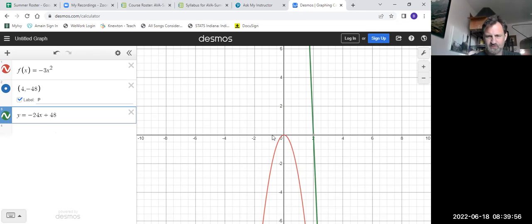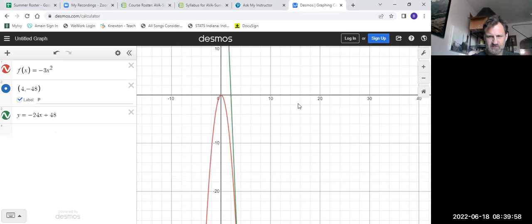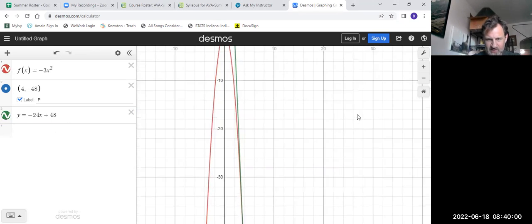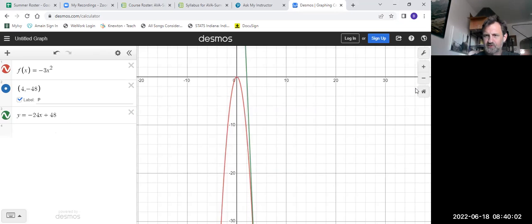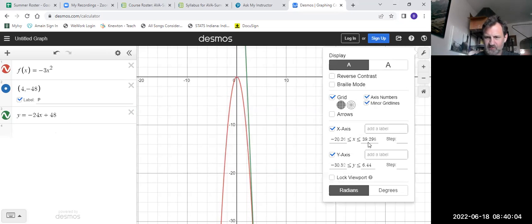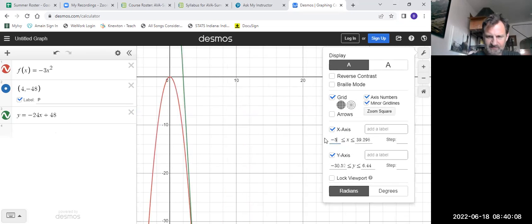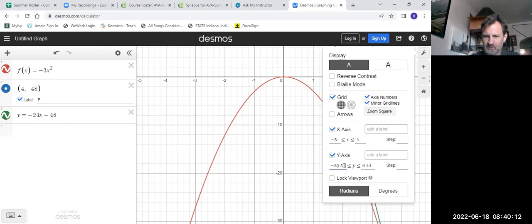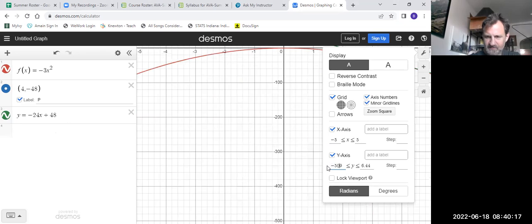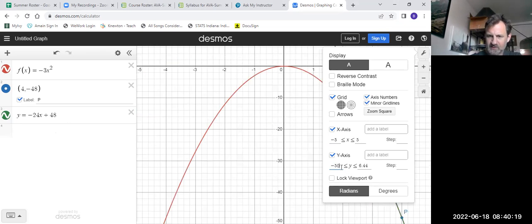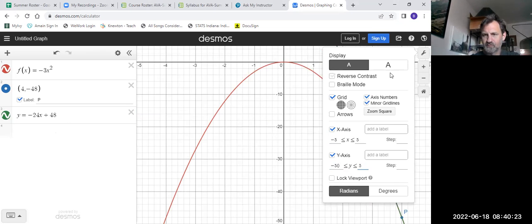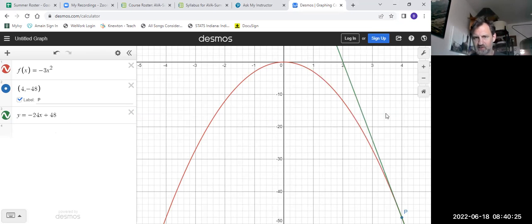Okay, so first of all, the scale is not very good here. I'm going to change my scale a little bit. I don't need quite so much on the x, maybe negative 5 to 5. And then the y, negative 50 to... okay, looking good. Here we go.